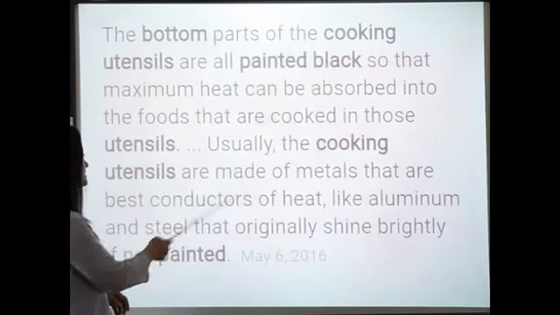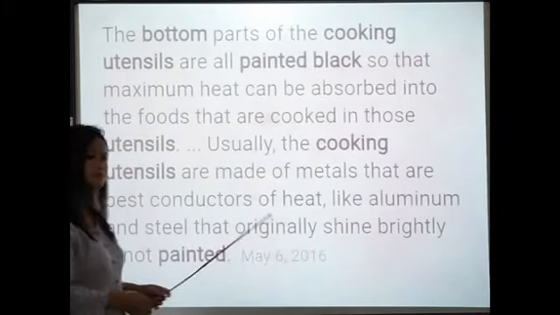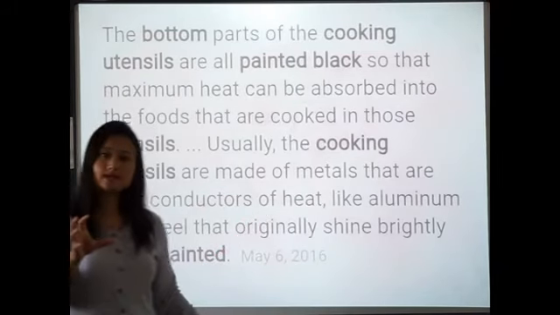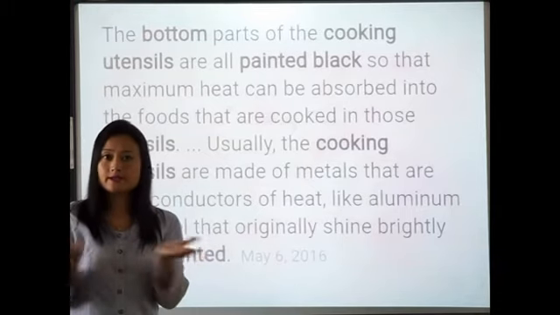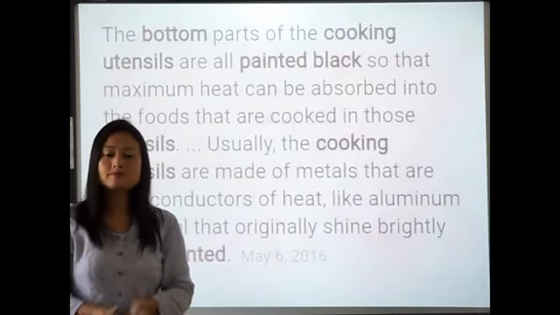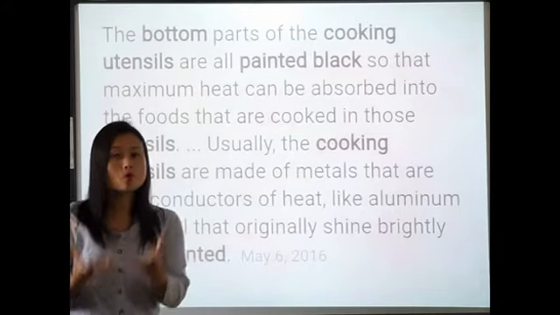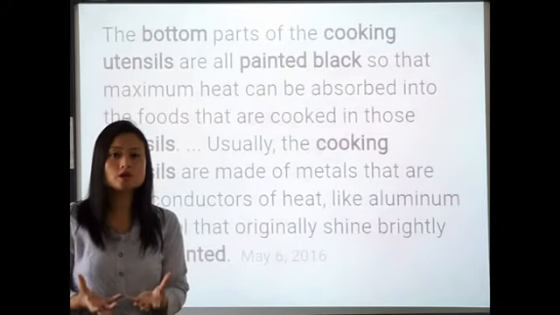Usually the cooking utensils are made of metal, as we have discussed. So metal, as it is, is already a good absorber of heat. On top of that, when it's painted black, more heat will be absorbed. The food will be cooked more properly and in a shorter time.